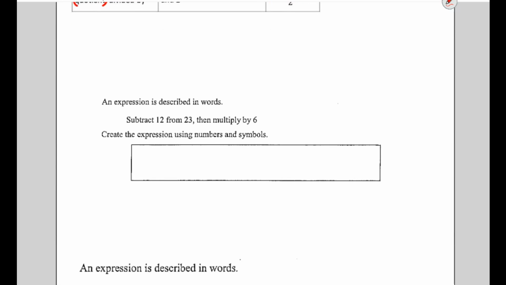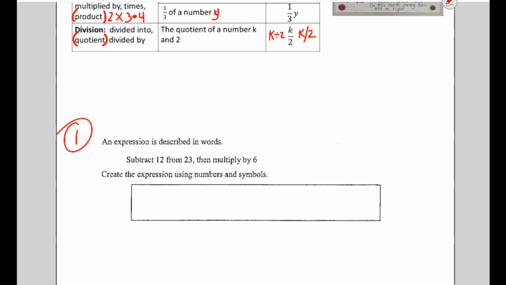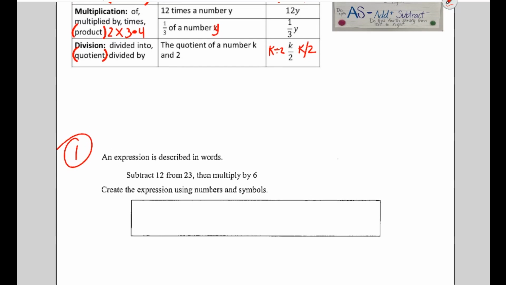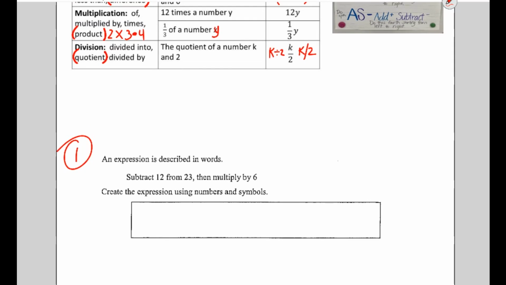First example says an expression is described in words. Subtract 12 from 23, then multiply by 6. Create the expression using numbers and symbols. So if we look back up to what we said, thankfully they just told us subtract and multiply, right? So we know we're subtracting. Obviously we can't say 12 minus 23 because that's not how we subtract in elementary. That doesn't make any sense for us. So the bigger number is going to go first in this case.